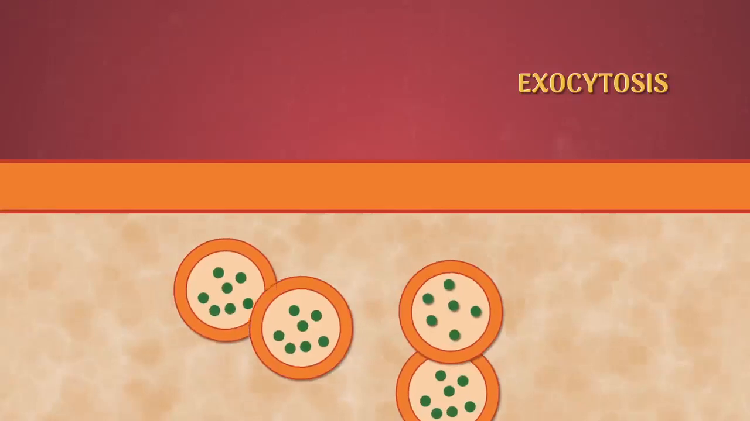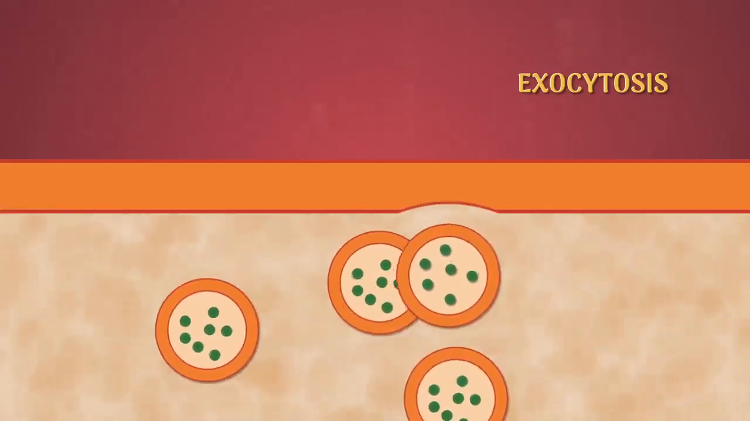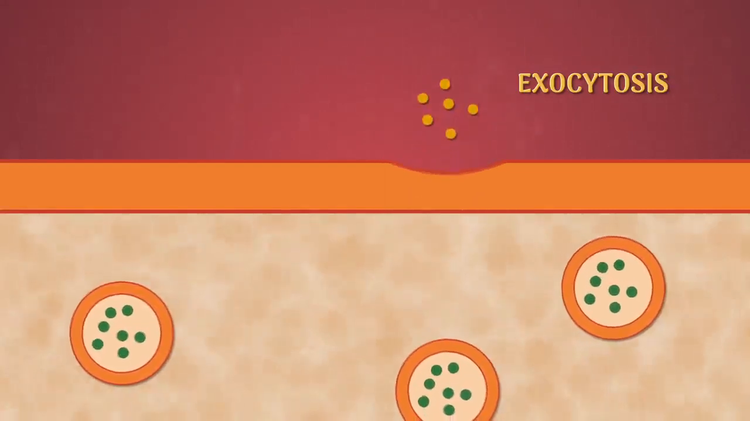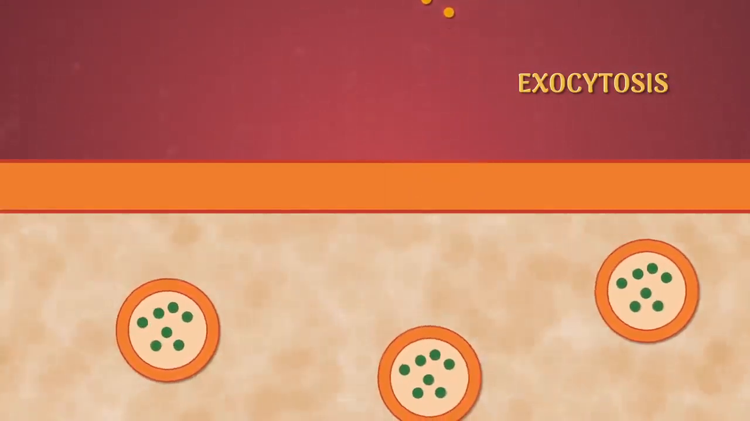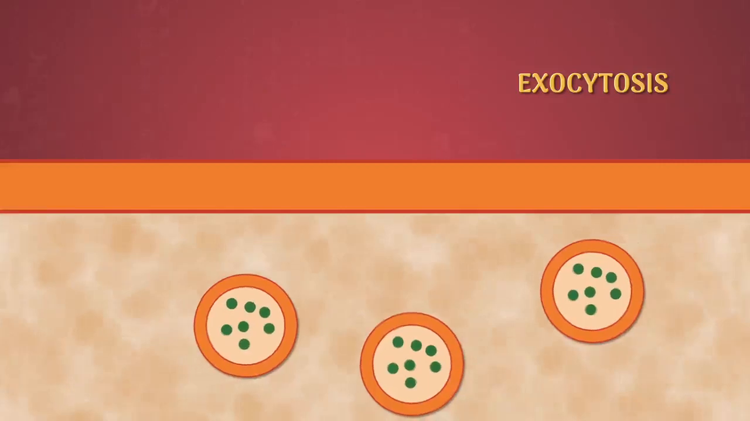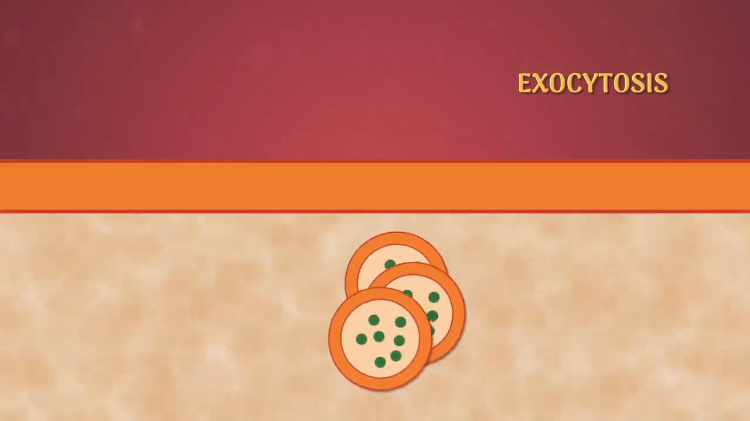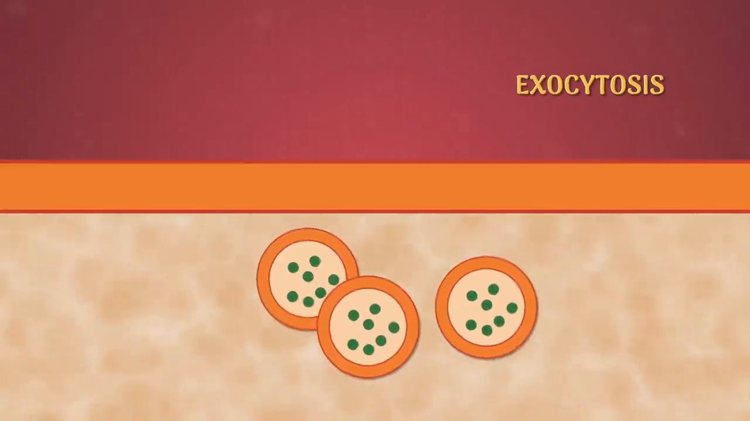The vesicle travels to the cell membrane, and the vesicle membrane fuses with the cell membrane to force the material outwards. This can be used for waste, but is also often used to secrete important chemicals from one place to another, like enzymes, hormones, or antibodies.